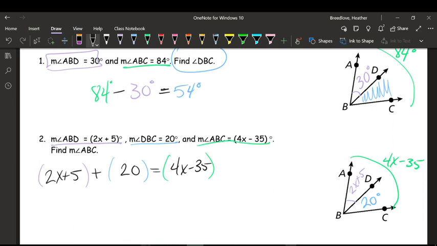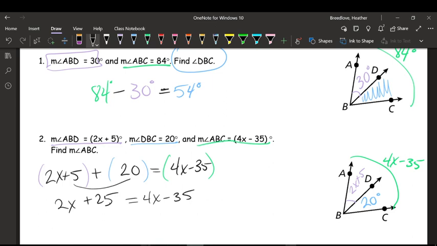First, you want to combine like terms that are on the same side of the equal sign. So I have a 5 and a 20. So that means I want to put those together. So that's positive 25. And I'm going to bring down the rest of it. 2x equals 4x minus 35. All right, so I combined my like terms on the left.